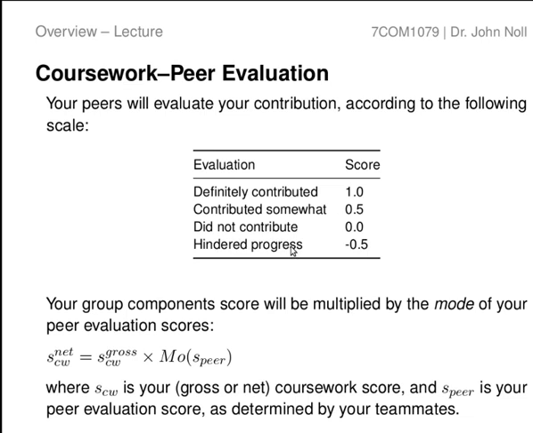Now, there are rare cases where people actually actively interfere with the progress of their group. So people that get that grade are going to have a minus 0.05 in the mix. And if there are enough of those, you will also be scored did not contribute.